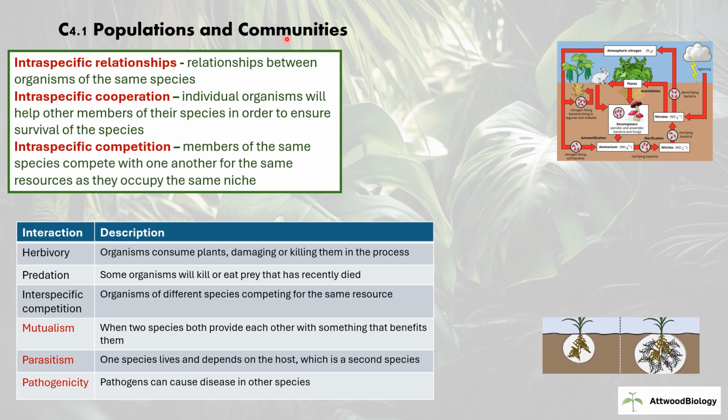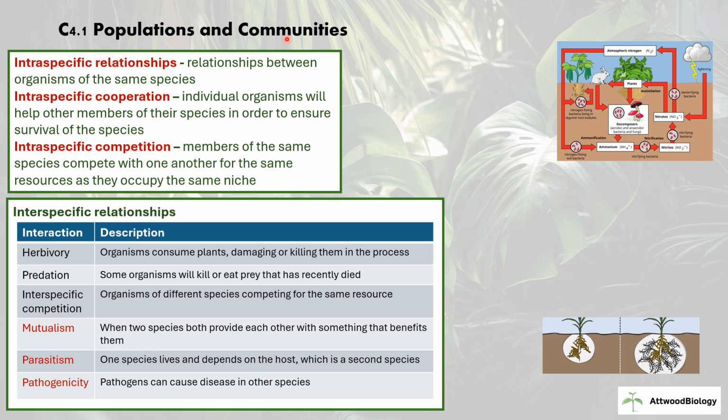Intraspecific competition is where members of the same species might be competing with each other for the same resources, for example, a food source, because they're occupying the same niche within the ecosystem. We've also got interspecific relationships, so these are relationships between different species.